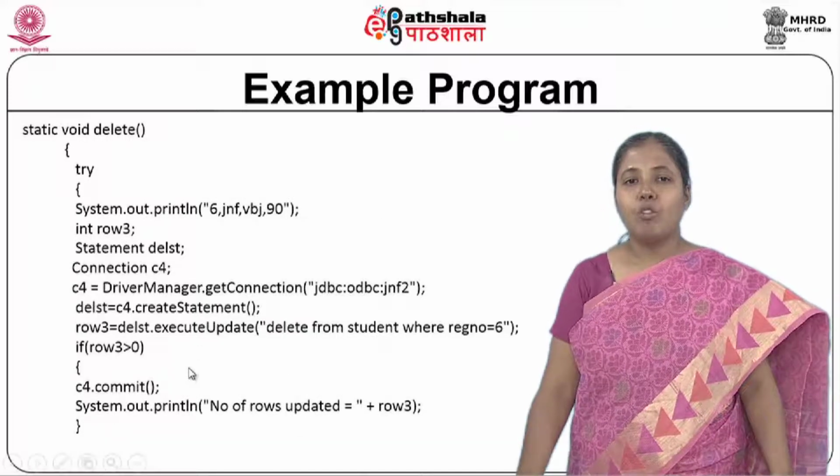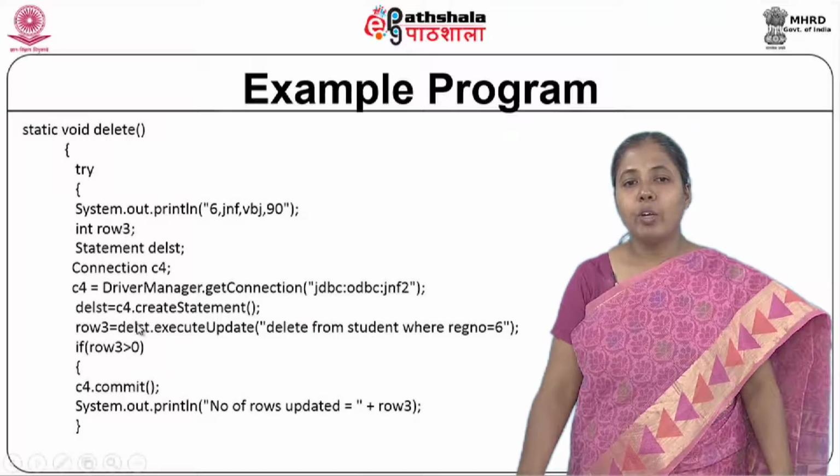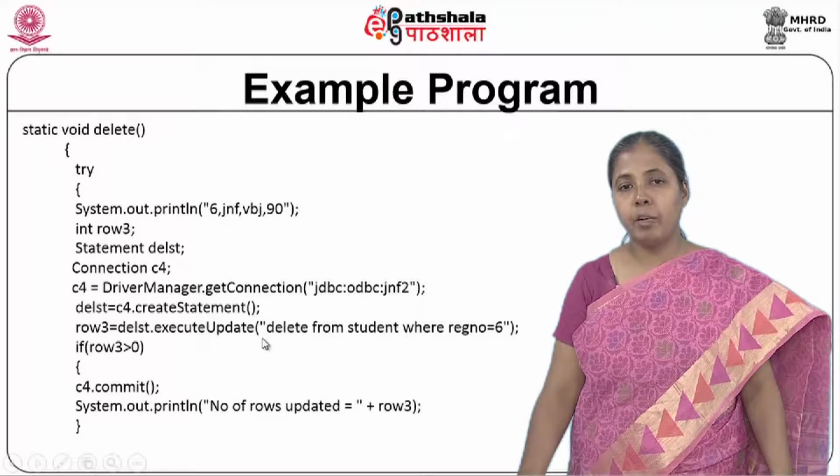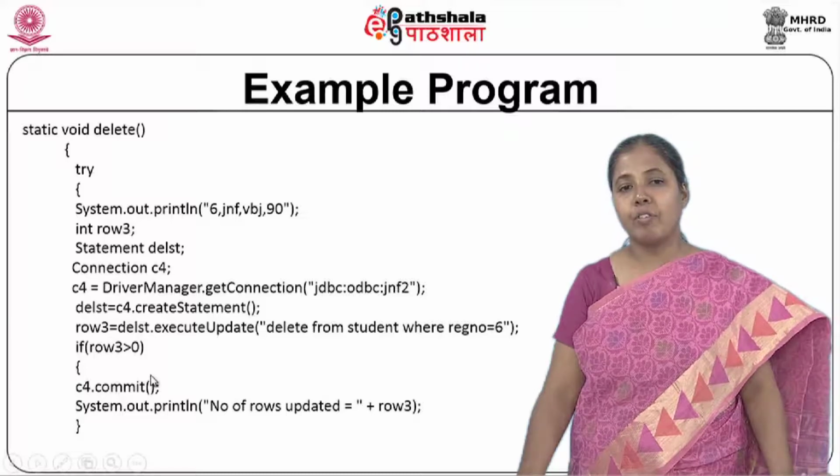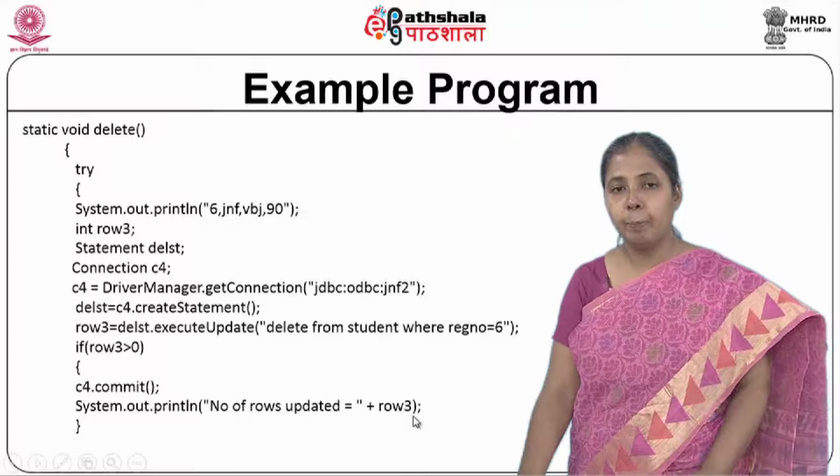The next option is for deleting. Again you create a statement and then you use the executeUpdate method and give your delete statement. This would return row3, which is a variable that shows how many rows got affected by the delete statement. So the number of rows updated can also be printed.